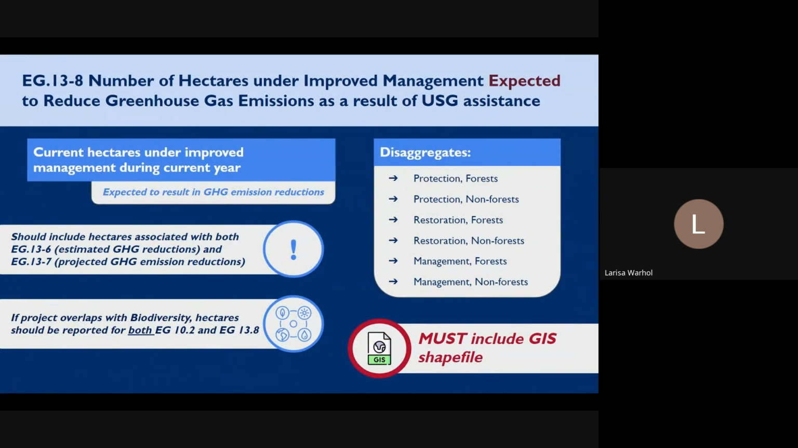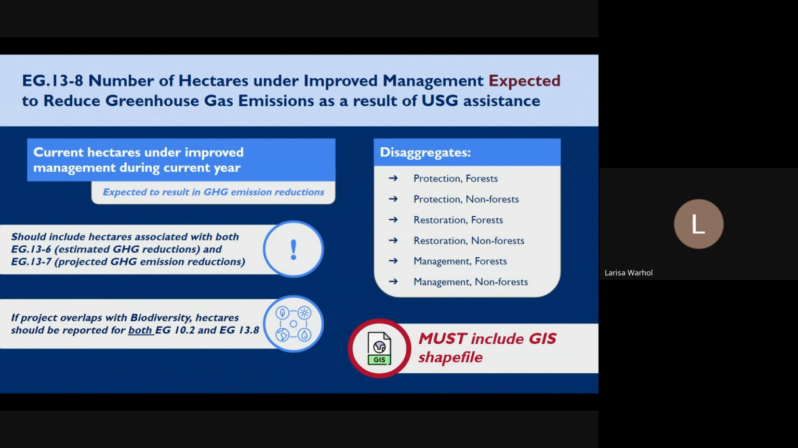So what is EG 13.8? It is the number of hectares under improved management expected to reduce greenhouse gas emissions as a result of USG assistance. It should be the current hectares during the current reporting year. One of the key things I want to highlight that we have in a different color is this term "expected."